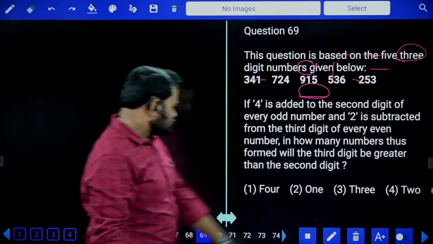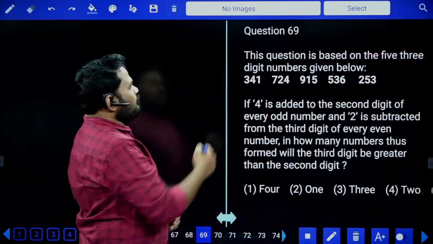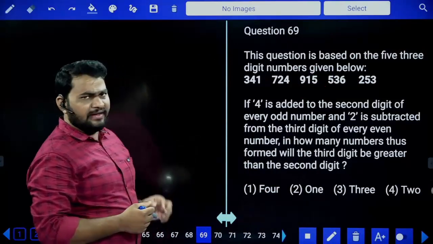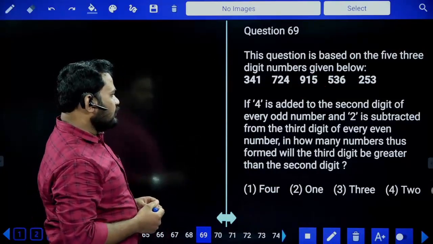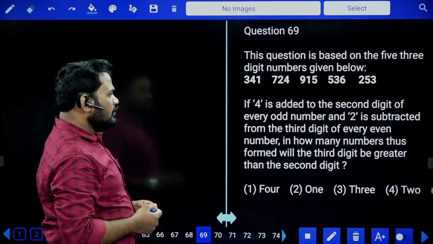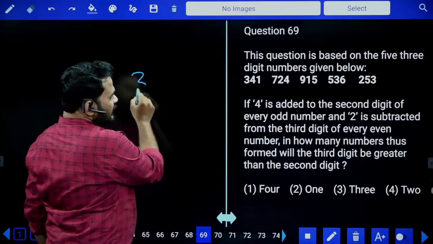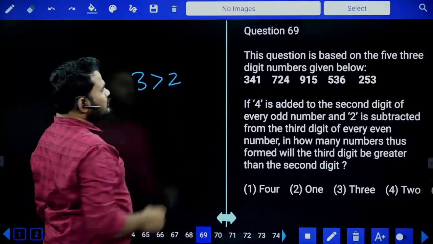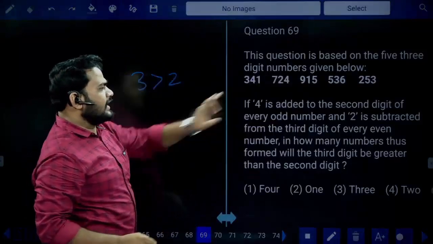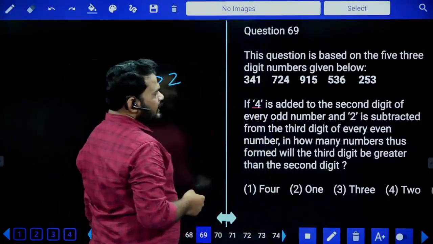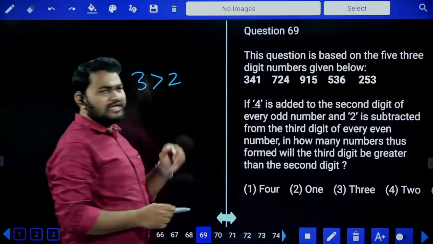Next. So here we have 5 numbers. If 4 is added to the second digit of every odd number, 2 is subtracted from the third digit of every even number, in how many numbers thus formed will the third digit be greater than the second digit? Third digit has to be greater than the second digit. Okay. 4 is added to the second digit of every odd number. First choose odd numbers.